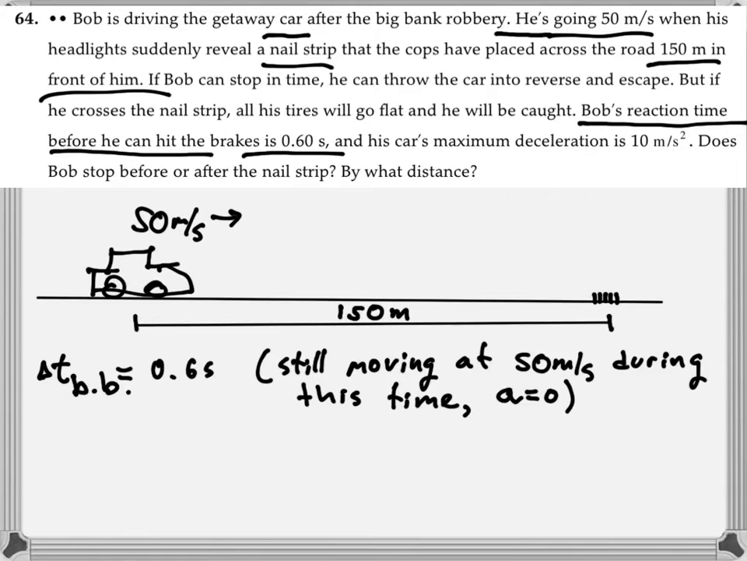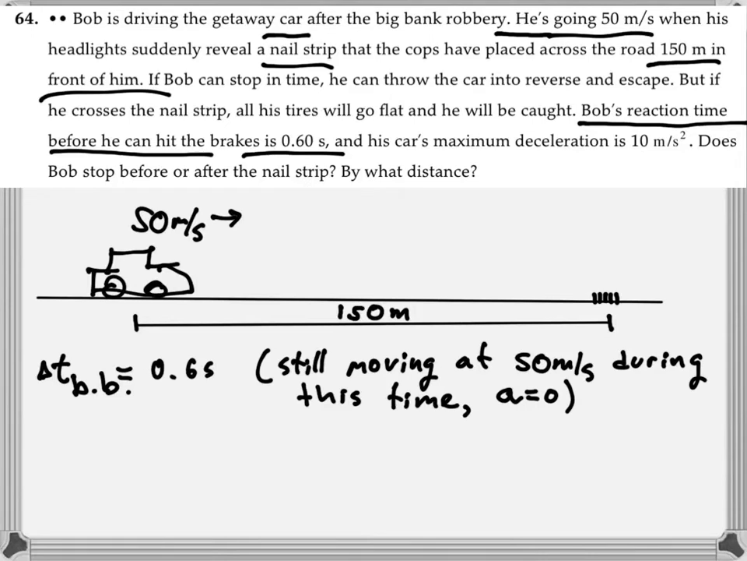He has a constant velocity of 50 meters per second during this time. Because he hasn't stepped on the brakes, his acceleration is 0. His velocity is not 0, it's 50, but his acceleration is 0. That just means that the velocity remains constant during this time. All right, we keep reading carefully.